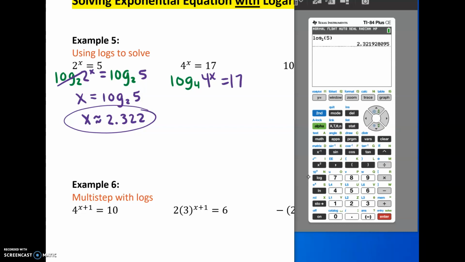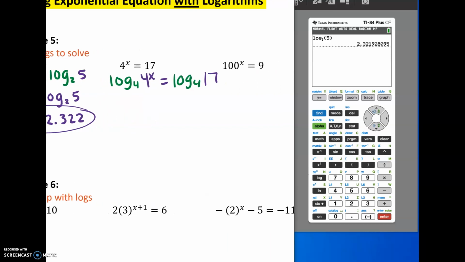And then what you do to one side, you do to the other. So hold on, guys, sorry. You have log base 4 of 17. Now we can simplify. So log base 4 of 4 cancels. You have x equals the log base 4 of 17. Now that is an exact answer. Let's get an approximate answer.